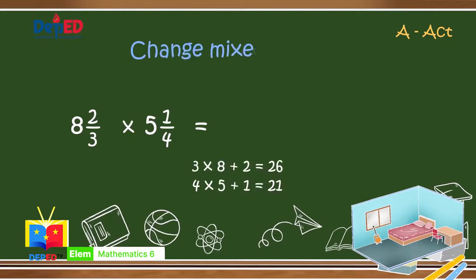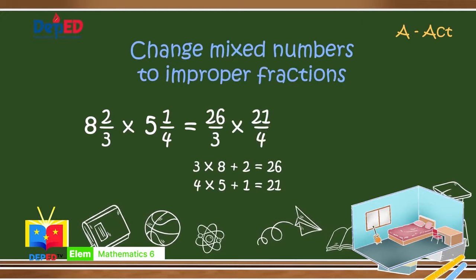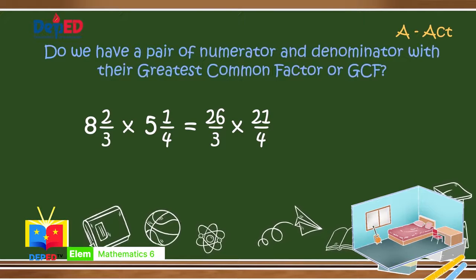First, change mixed numbers to improper fractions. 3 times 8 plus 2 equals 26. Copy the denominator 3. We have 26/3. 4 times 5 plus 1 equals 21. Copy the denominator 4. We have 21/4. 26/3 times 21/4. Do we have a pair of numerator and denominator with their greatest common factor or GCF?